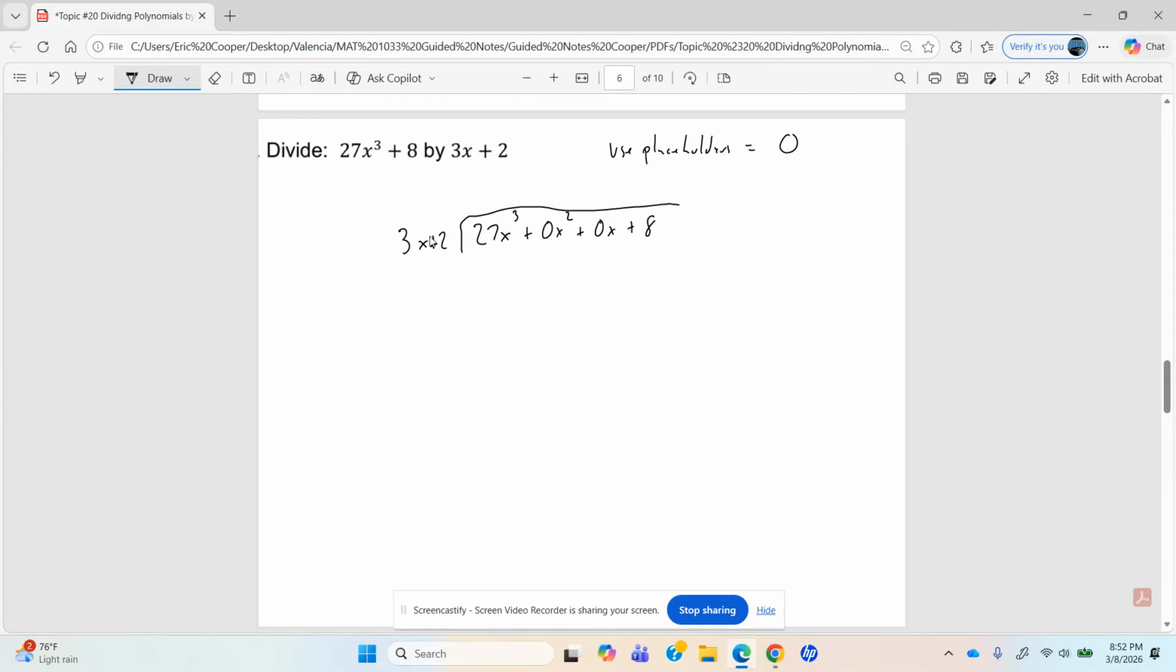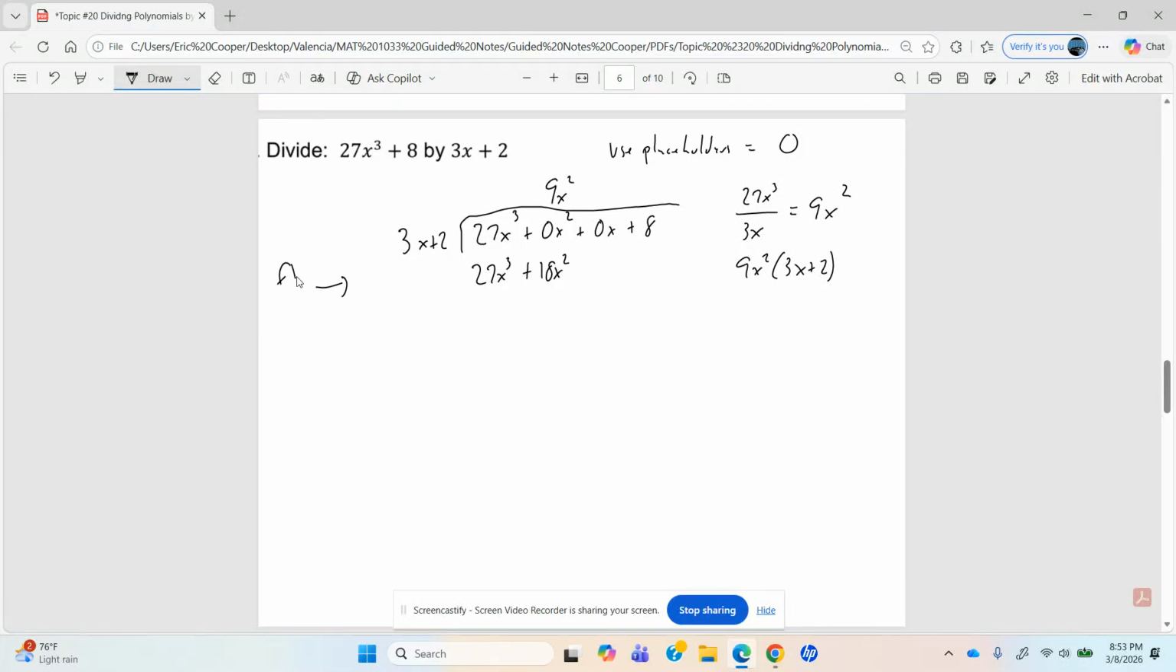So again, we'll start off. We're going to take the front two terms, 27x cubed, and divide it by 3x here. 27x cubed divided by 3x gives me 9x squared. I'm going to put the 9x squared above the 0x squared because they're like terms. And now we're going to go back in and multiply 9x squared by 3x and 2. 9x squared and 3x give me 27x cubed, which is good. These should match. 9x squared times 2 gives me a positive 18x squared.